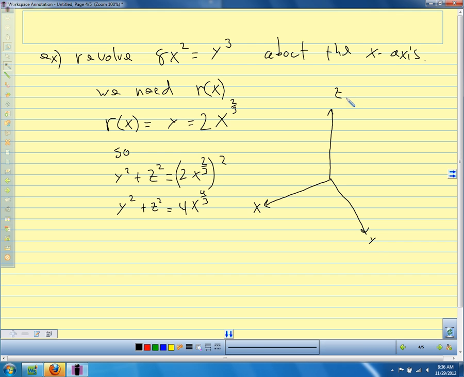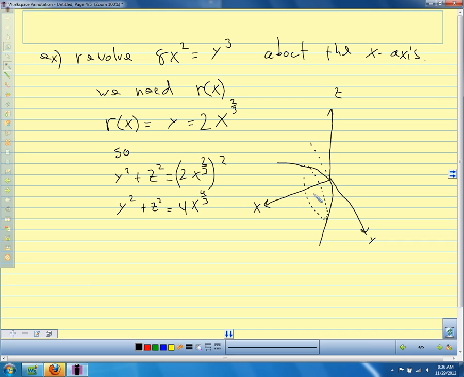And our curve in the xy plane is kind of like something like this, and we revolve it around the x-axis. So it's almost like the parabolic cylinder that we talked about the other day, and we're revolving about the x-axis.